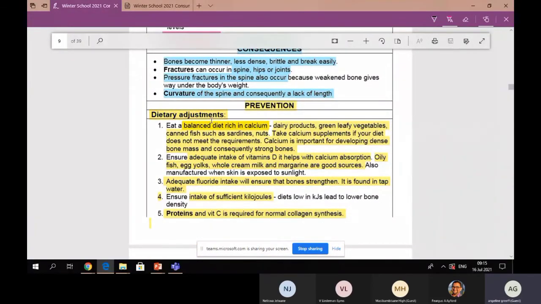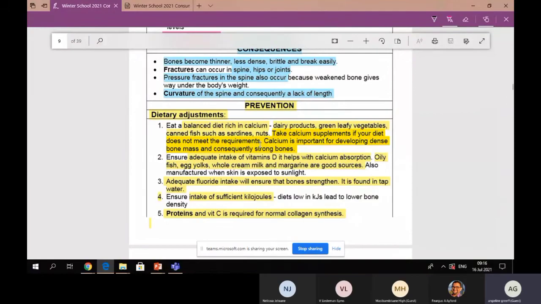Okay, so here you can see dietary adjustments. Okay, eat a balanced diet rich in calcium. Okay, where do we get our calcium from? Dairy products, green leafy vegetables, canned fish such as sardines, especially if you eat it with the bones, because that's where the calcium is, nuts. And then, of course, take calcium supplements if your diet does not meet the requirements. Okay, it's important for developing bone mass and consequently strong bones, as you know from grade 10 already.